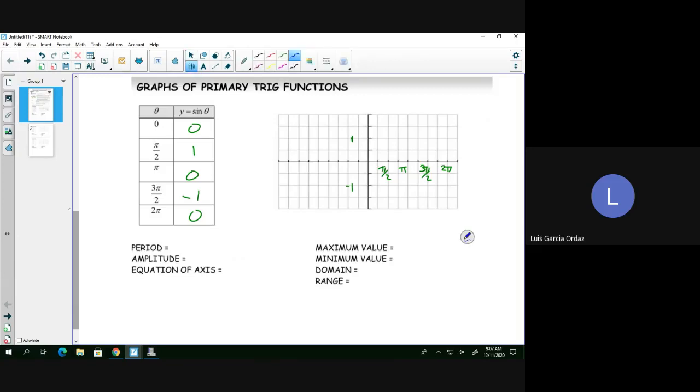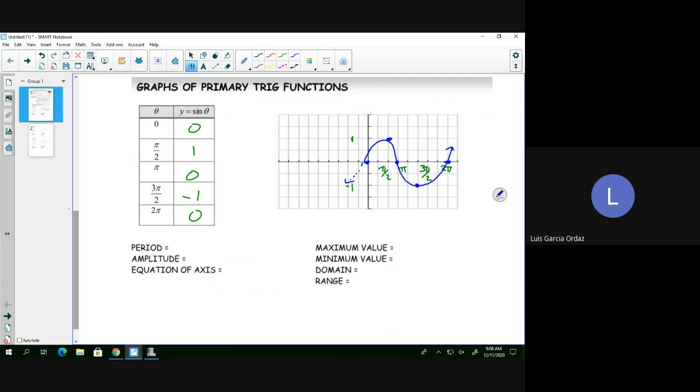So now all we're going to do is just plot our points out. So we have (0, 0), (pi over 2, 1), (pi, 0), (3 pi over 2, negative 1), and (2 pi, 0). And this one would continue on to the negative axis as well.